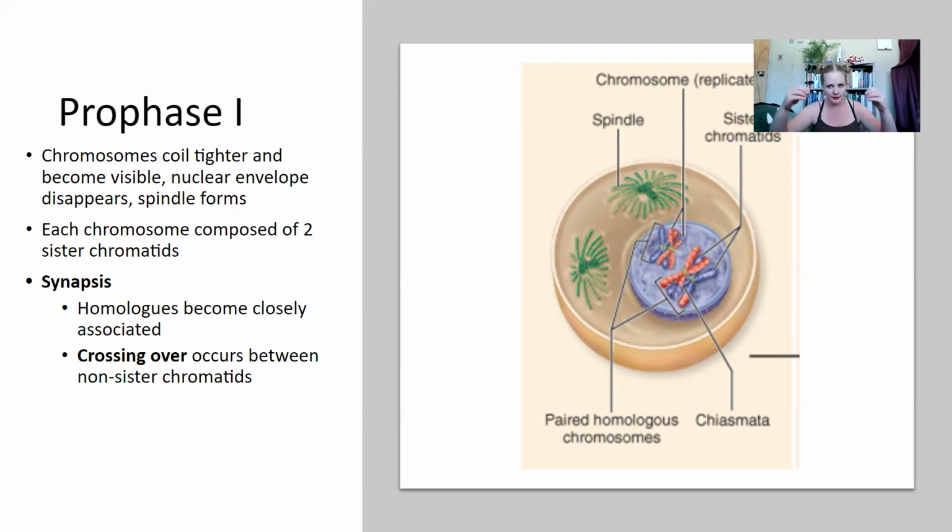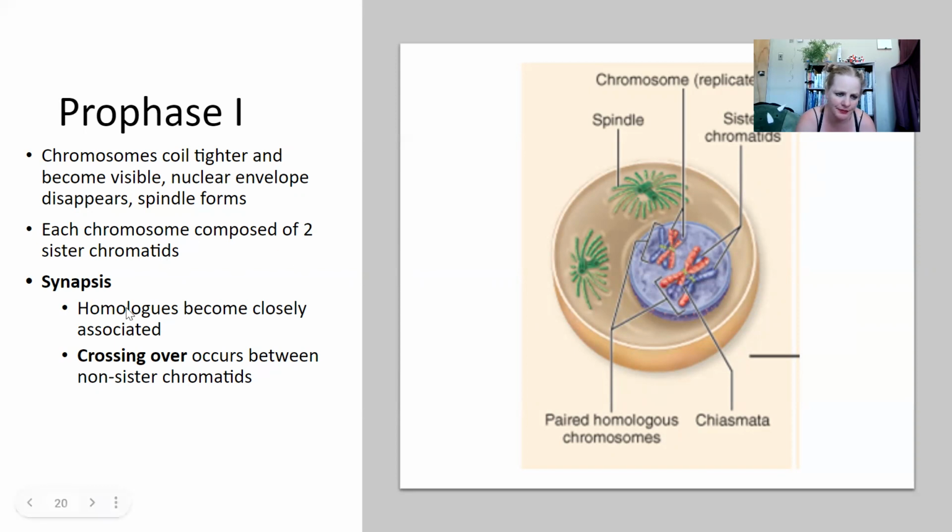We've got to get rid of that nuclear envelope so it's not in the way, because remember, we're eventually going to pull those things apart. We're going to have our spindle fibers form, when we're talking about animal cells, so that they can yoink those chromosomes and chromatids apart. At this stage, each chromosome is composed of two sister chromatids. So here, this little red X is one chromosome, and this little blue X is one chromosome. Here's a sister chromatid, and here's the other sister chromatid of that red chromosome.